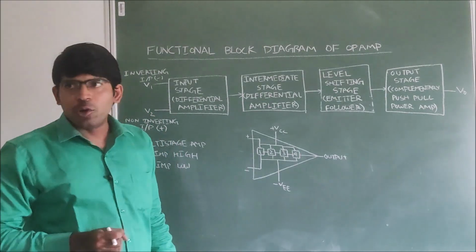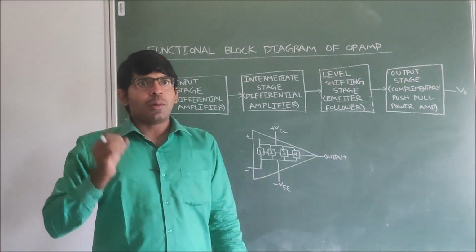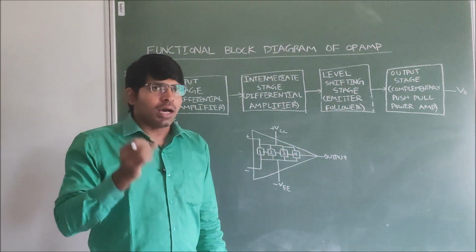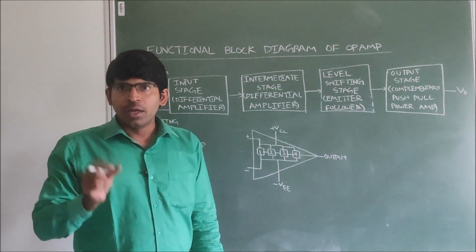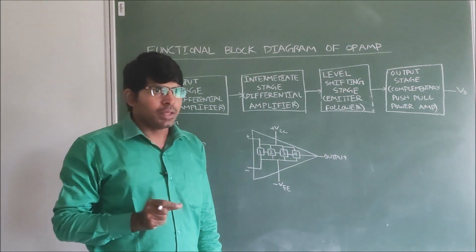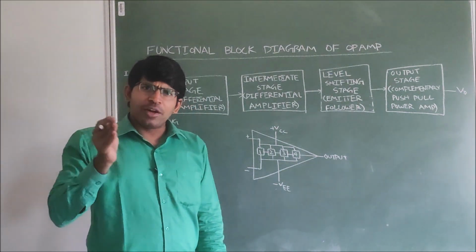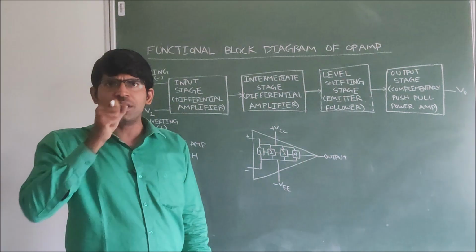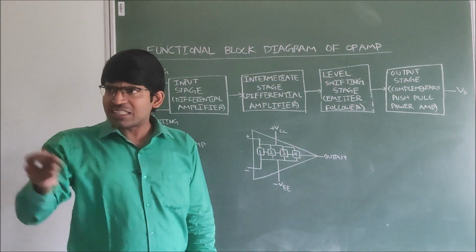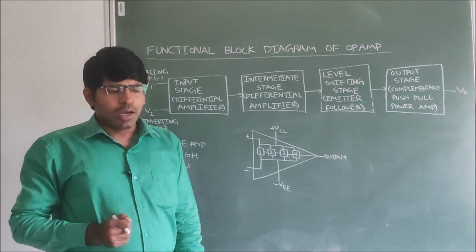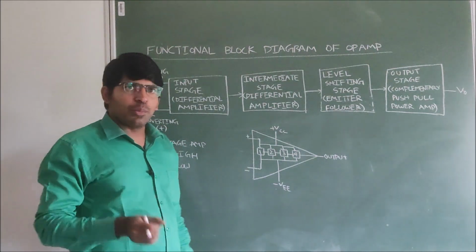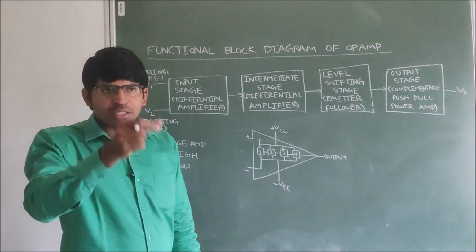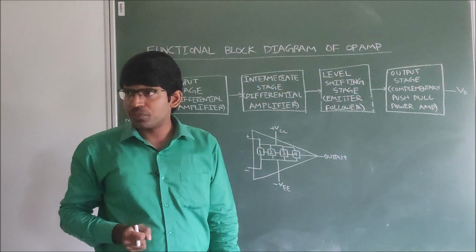Now we are discussing the functional block diagram of the operational amplifier. In the last class we discussed the differential amplifier. This differential amplifier is capable of amplifying the difference mode signal, but it rejects the common mode signal. But in practical applications there may be a possibility of even amplifying this common mode signal also.